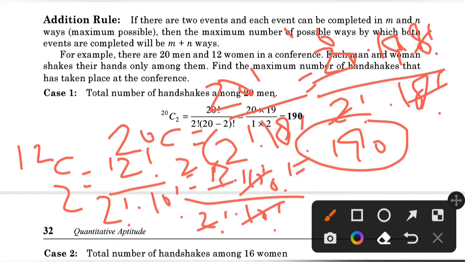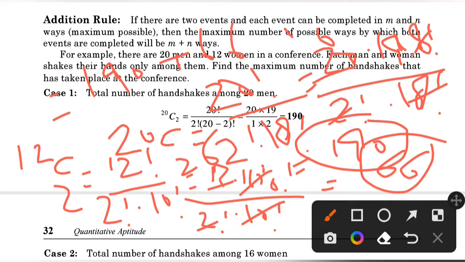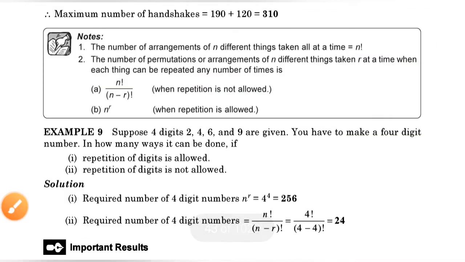2 6 are 12 and 11 6 are 66. So there are 66 ways to shake hands among them. This is for women. So the total number of men who shake hands among themselves is 190, and for women this is 66. So the total is 190 plus 66. This is by using the rule of addition. Okay, this is an important note.